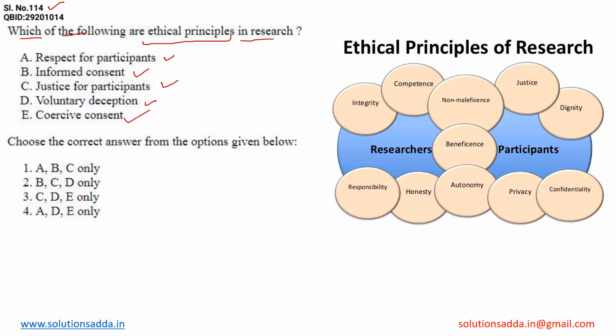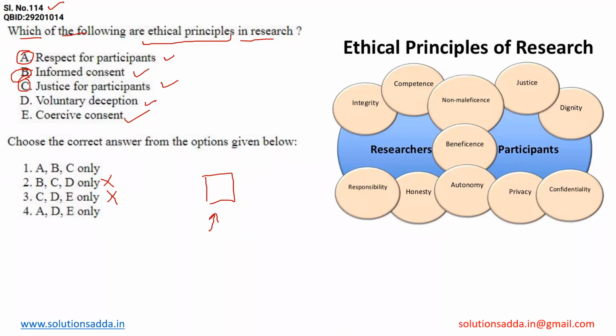Whenever participants participate in any research or make the groups, it is the responsibility of the researcher that he or she should respect each and every participant. So option A would be correct, and those options which do not include option A, we can directly eliminate. So here option number 2 and option 3, we can directly eliminate. Next is informed consent. Yes, we need to inform every consent in our research. Option B would be correct. Option C, justice for participants. There should not be any partiality between the participants during any research process. Option C would be correct here.